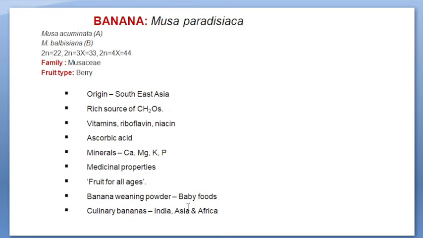Apart from this, we can also prepare banana powder, which is also called baby food. We can also use some of the varieties for cooking purposes. Banana fiber, pseudostem fiber, can be utilized for preparation of some value added products like bags. And the fruit type here is berry. There are two important species, that is Musa acuminata, where all the varieties belong to the A group, and Musa balbisiana, which is B.